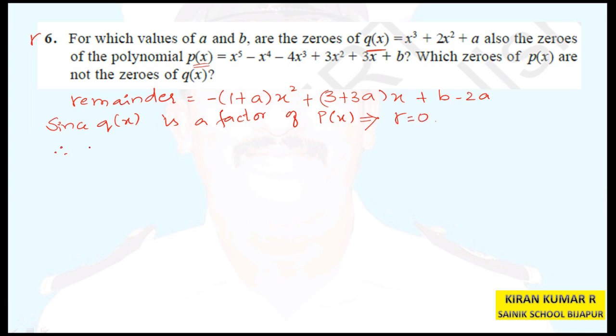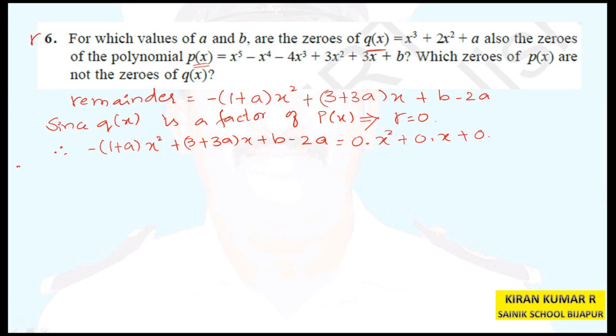Therefore, this remainder, minus of 1 plus a times x square plus 3 plus 3a times of x plus b minus 2a, I will write it as 0 times x square plus 0 times x plus 0. If I write 0 in terms of x square, x and the constant, it becomes easy for me to compare the coefficients. Then only I will be able to find the value of a and b. Just compare the coefficients now.